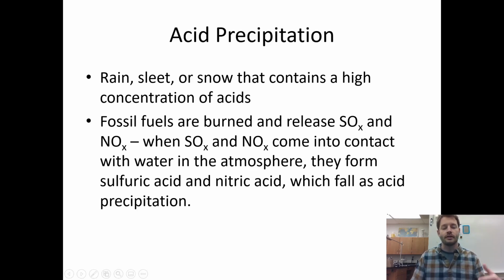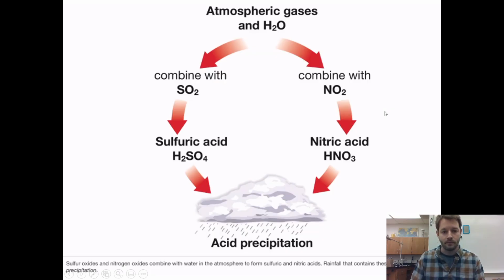It's important to note that these concentrations are not extremely high. It's not something that you feel in your skin or you'd be able to detect, but the acid precipitation affects things over longer periods of time. So this is the general process for how acid precipitation is going to form.